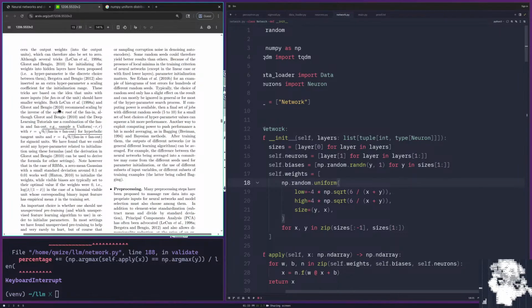Recommend scaling by the inverse of the square root of the fan-in, although the same authors in the deep learning tutorials use a combination of the fan-in and fan-out, e.g. sample a uniform from negative r to r with this for hyperbolic tangent units, which we're not using, and this for sigmoid units, which we are using.